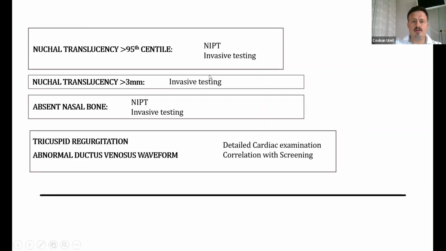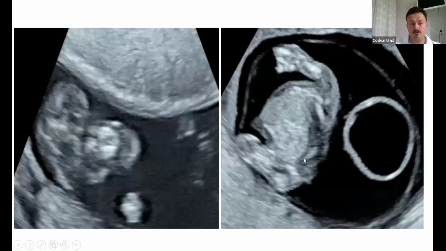And this is the summary of the first part of my talk. If the NT is more than the 95th centile, NIPD or directly invasive testing. If it is more than 3 millimeters, invasive testing is important. Absent nasal bone, both options are possible. And if tricuspid regurgitation and abnormal ductus venosus are together, detailed cardiac examination and correlation with screening is important. Let's talk about them one by one.